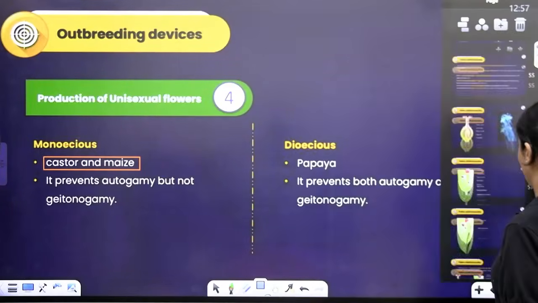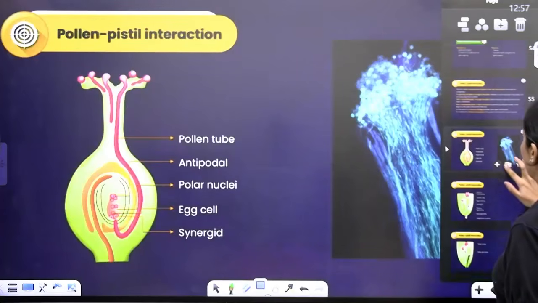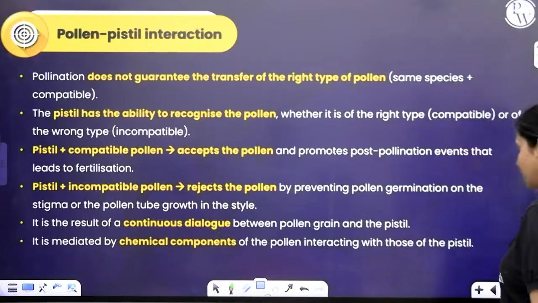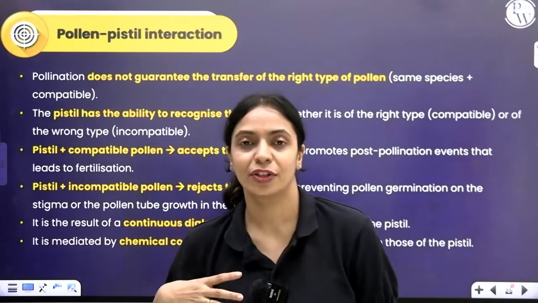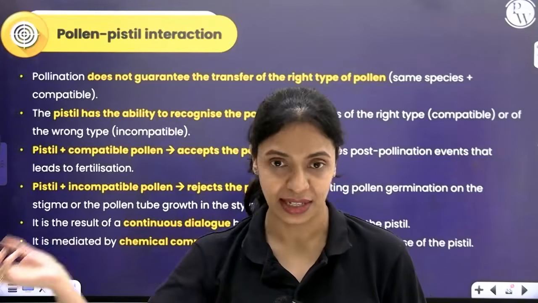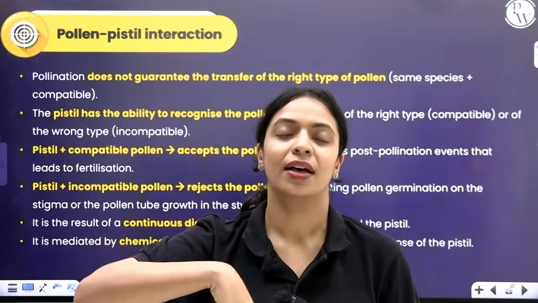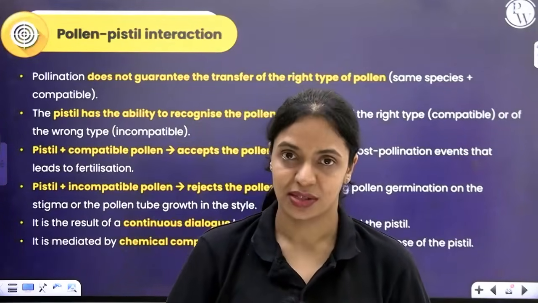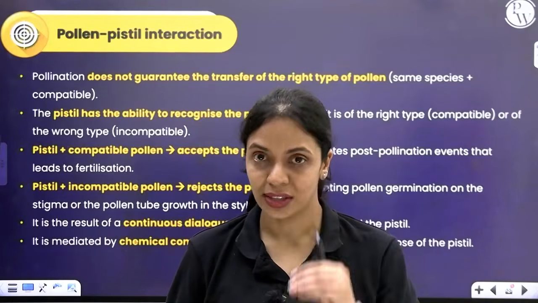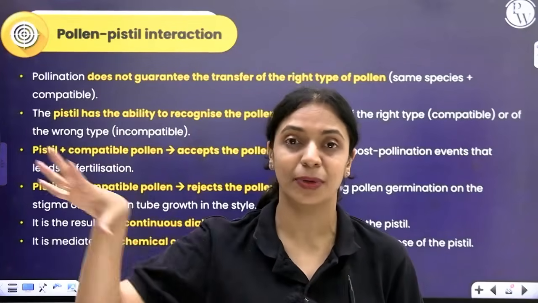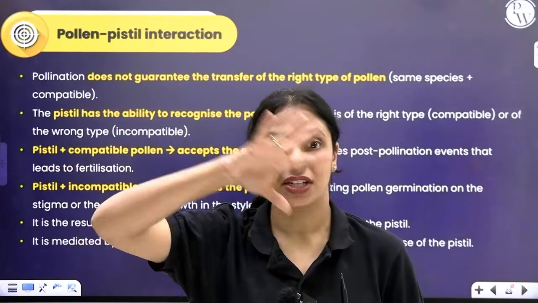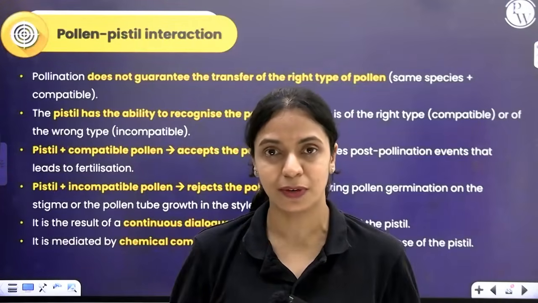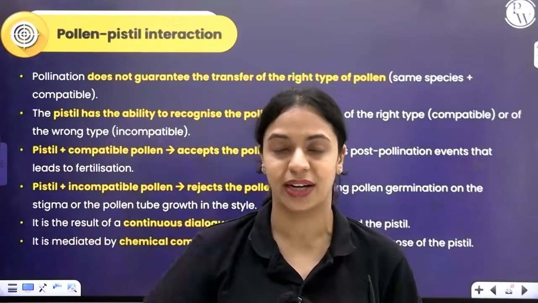Now, let's talk about pollen-pistil interaction. What is pollen-pistil interaction? I told you how after the pollen grain has been released, it has to go and land on the stigma and it will form a pollen tube. Now, when the pollen goes and lands on the stigma, it is possible that on the same stigma, pollen grains from multiple, different species of plants would have landed, because if it's going by wind, it is possible for pollen grains from some other plant to go and land on the stigma.